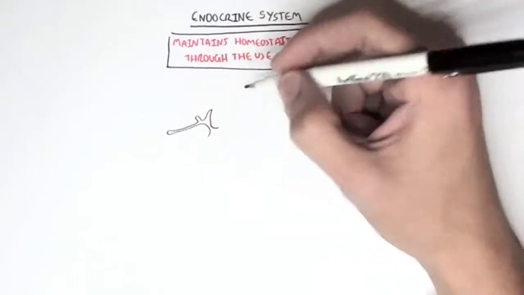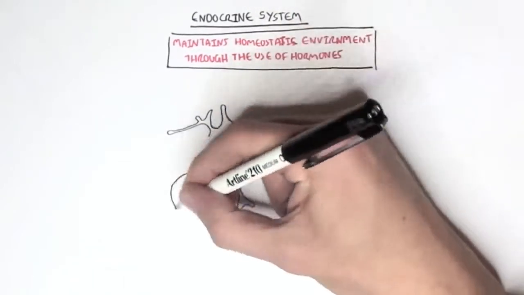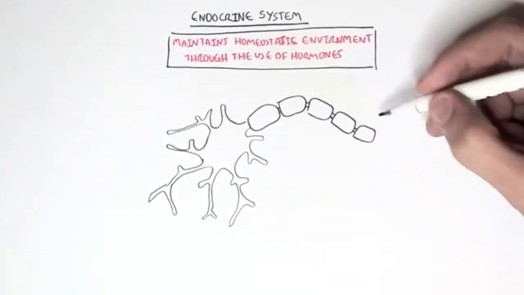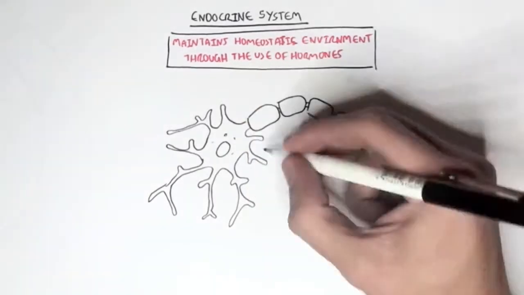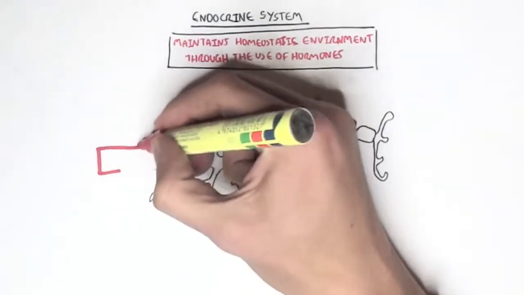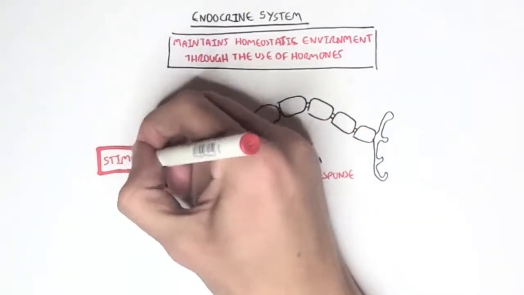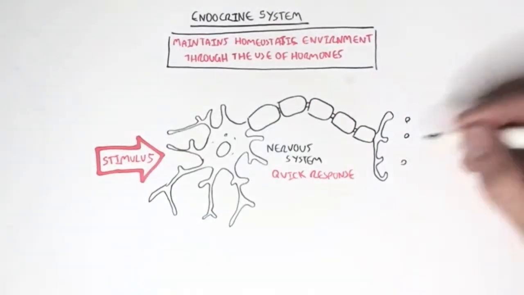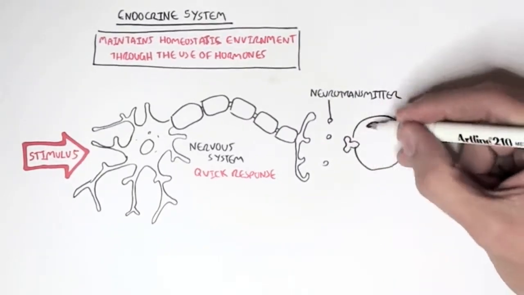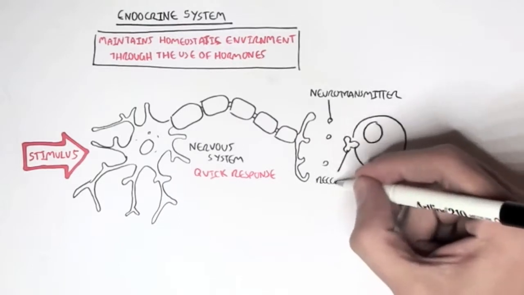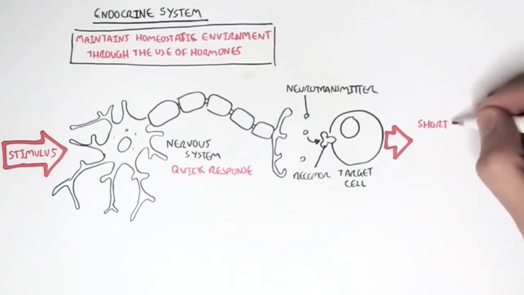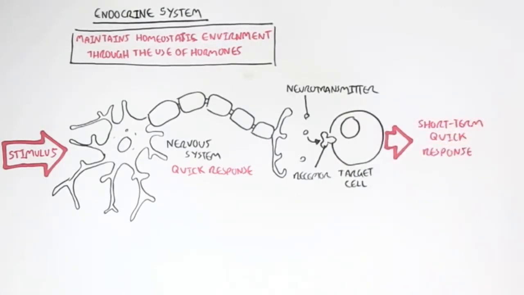Now, the endocrine system works in close proximity with the nervous system, in that both try to maintain a homeostatic environment by sending out signals. The main difference between the two is that the nervous system is a quick response. When a stimulus arrives at a neuron, the neuron can pass on these signals, these commands, as neurotransmitters that will then target a particular cell. The neurotransmitter will bind onto a specific receptor that will cause the target cell to initiate a short-term, quick response.